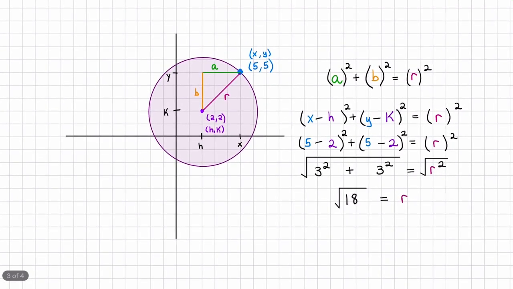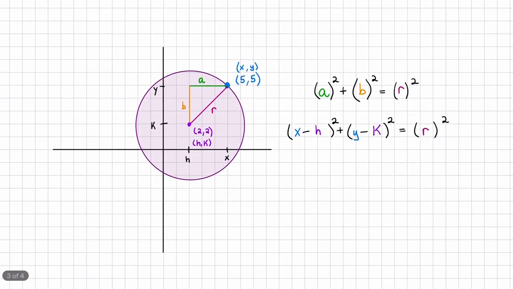And why might I want to do this? Well, as you may notice, now this center is involved in our equation, right? And so is the radius. The radius is involved in the equation.